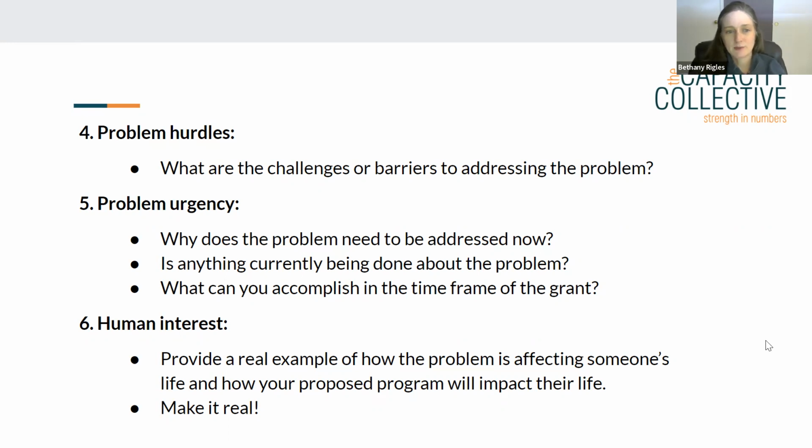And then finally, as we keep coming back to, provide those real examples of how a problem is affecting someone's life and how your proposed program or solution will have an impact on their life. So make it real for the readers. Let them see that it's not just the numbers that you're carefully weaving in, but that it actually has this real heart-tug human interest component.